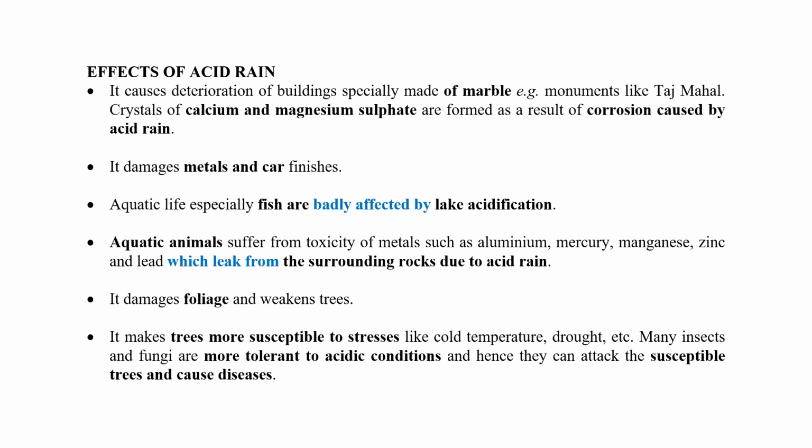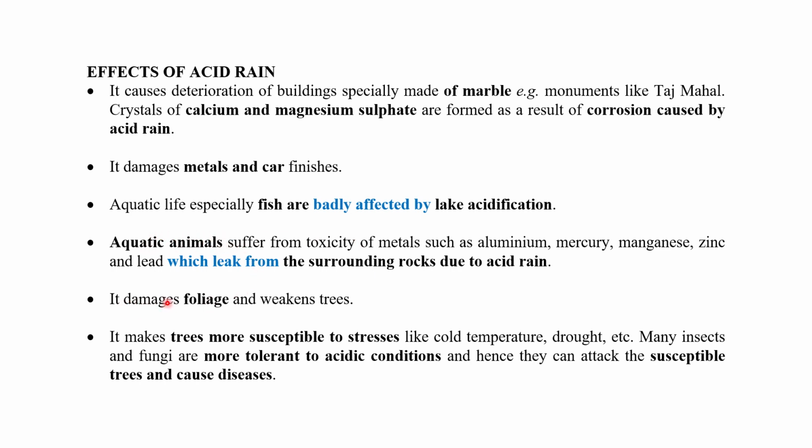Aquatic life, especially fishes, are badly affected by lake acidification. Aquatic animals suffer from toxicity of metals such as aluminum, mercury, manganese, zinc, and lead, which leak from the surrounding rock due to the acid rain. Normally, when the acid rain falls on the rocks, these heavy metals are released, and due to that, it will have an impact on the aquatic animals.